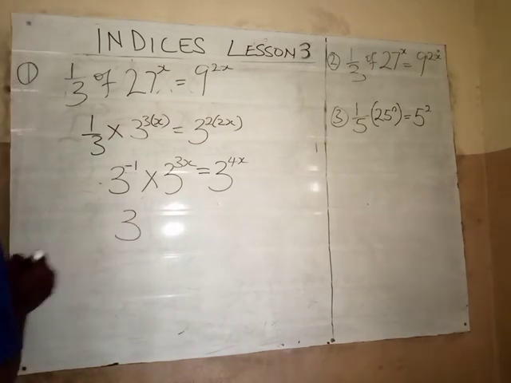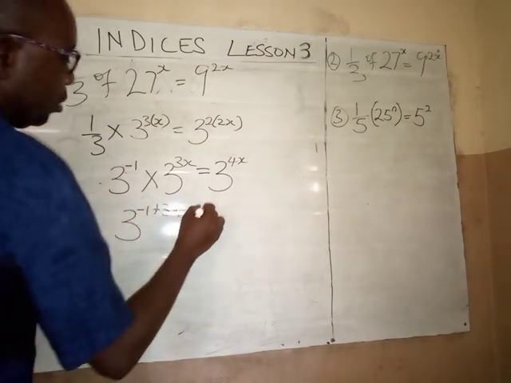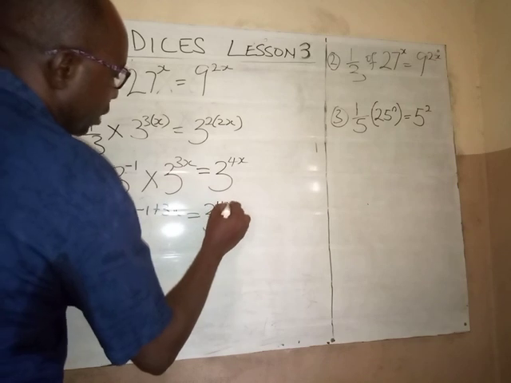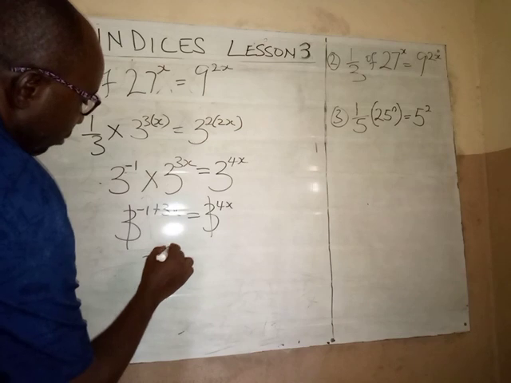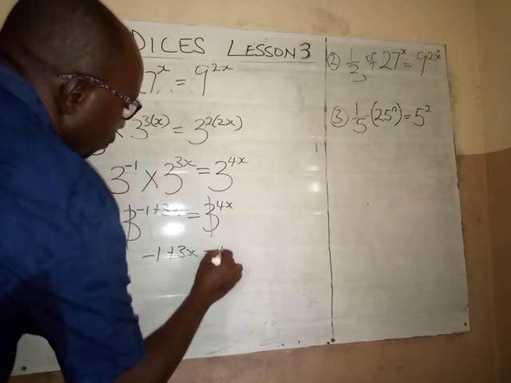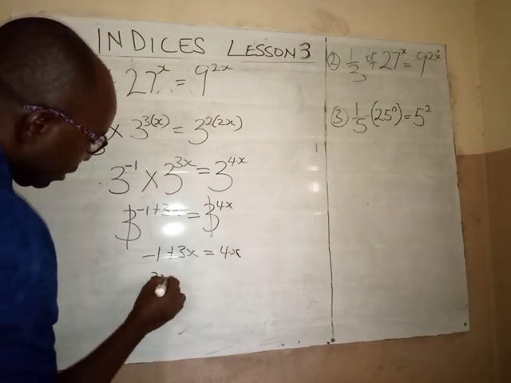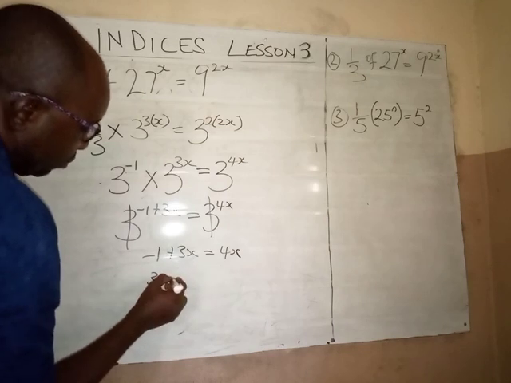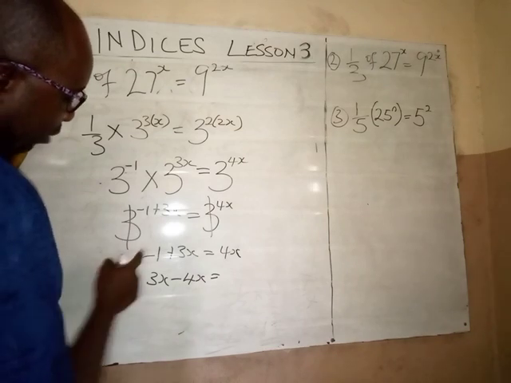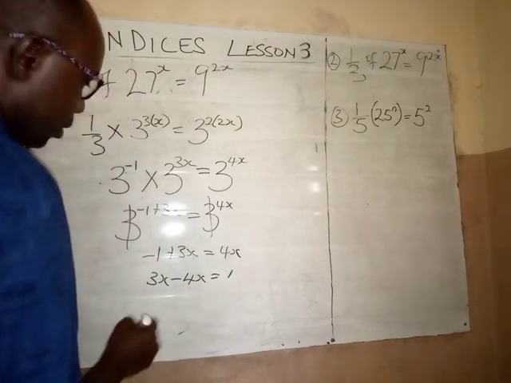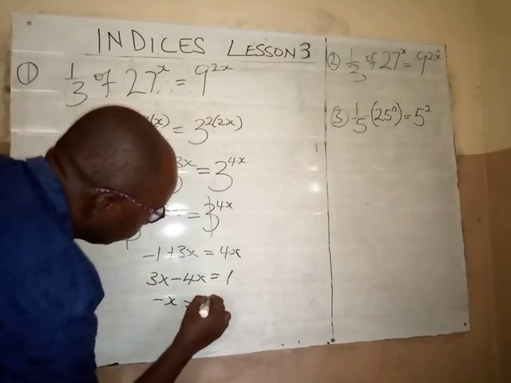So we now have 3 raised to power minus 1 plus 3x, all equals 3 raised to power 4x. Since they are of the same base, the bases go, we are left with minus 1 plus 3x equals 4x. Collect the like terms. This will be 3x, and 4x coming here will give you minus 4x, equals minus 1 crossing the equation gives you plus 1. So 3x minus 4x will give you minus x equals 1.